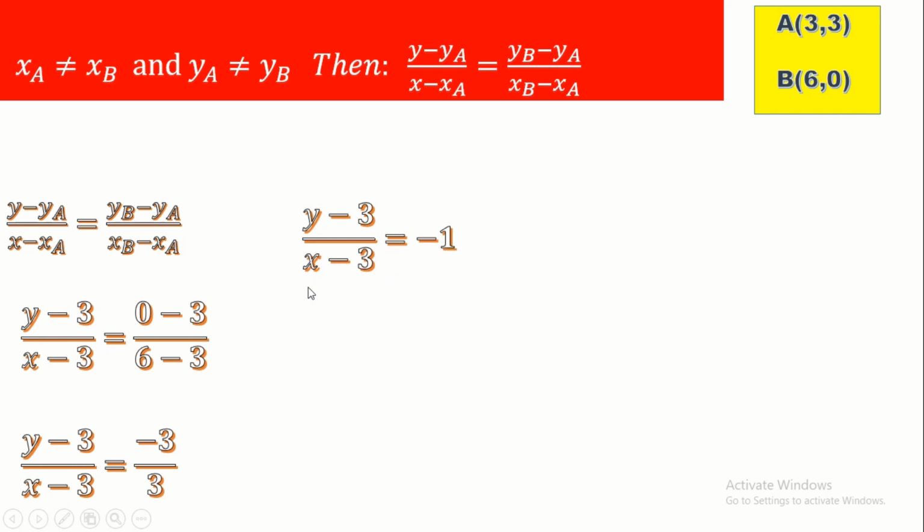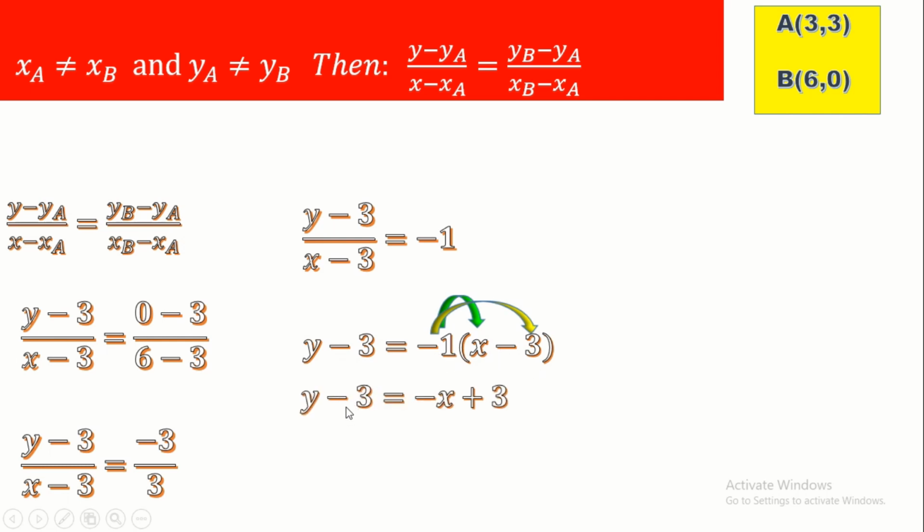Now we just move x minus 3 to the other side, divided by becomes times. So y minus 3 equals minus 1 times x minus 3. Now we just expand: minus 1 times x, and minus times minus plus 1 times 3, 3. Now we just move minus 3 to the other side of the equation. Sure, minus becomes plus. We can say in this case y equals minus x plus 3 plus 3, which is plus 6. So y equals minus x plus 6.